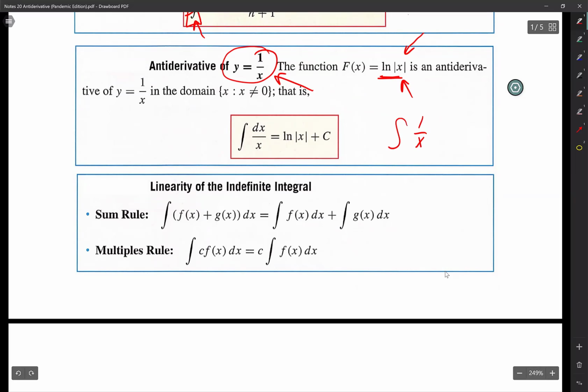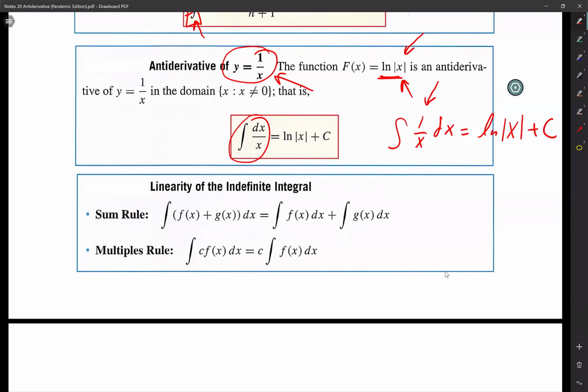Let me rewrite this so you can see it better. If I tell you what's the antiderivative of 1 over x, remember, we're going backwards. So yes, you can say ln of x, but technically that would be wrong because we don't have the entire domain. The domain of 1 over x is all real numbers but 0. So how do I get the domain of all real numbers but 0? Like this, by putting absolute value of x. And now the domain is all real numbers but 0. And that's it.